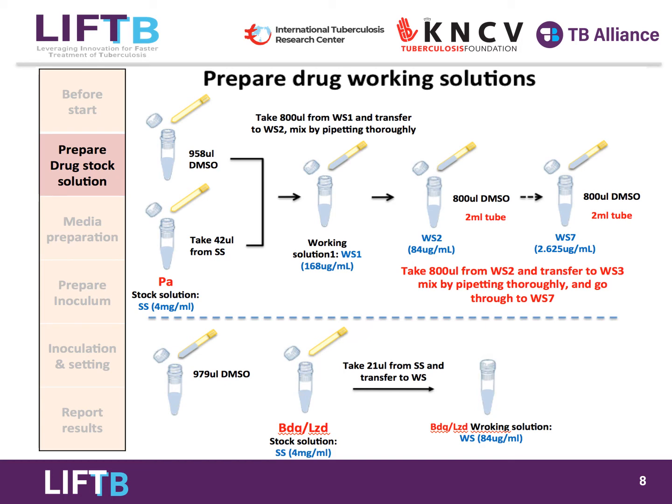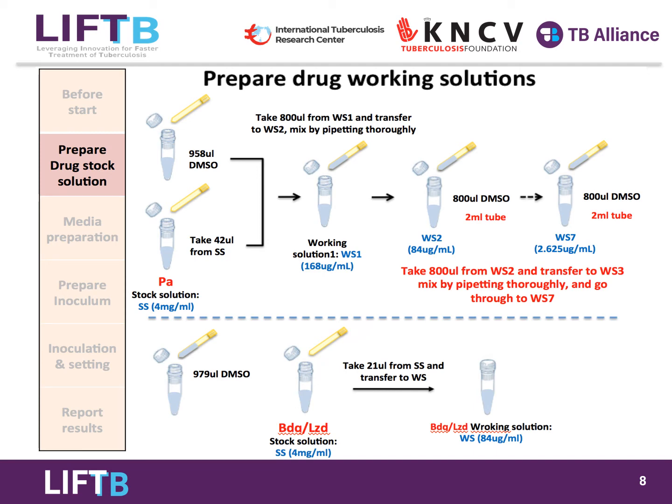B. Preparing working solutions of bedaquiline and linezolid. 1. Dispense 979 microliter of DMSO into 2 1.5 milliliter screw cap tubes using a micropipette and 1000 microliter pipette tips, one for bedaquiline and the other for linezolid. 2. Transfer 21 microliter of the appropriate stock solution using a 100 microliter or 200 microliter micropipette tip into the DMSO prepared in step 1. 3. Mix by pipetting thoroughly or vortexing briefly.